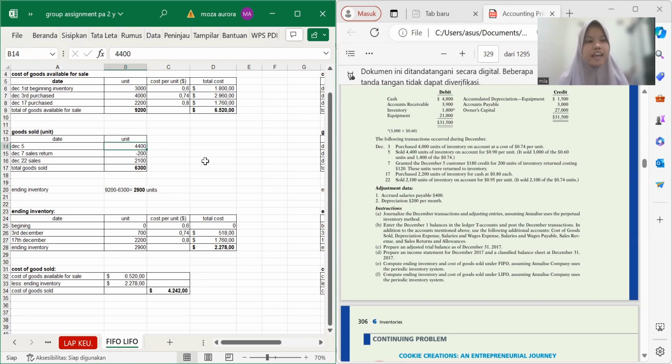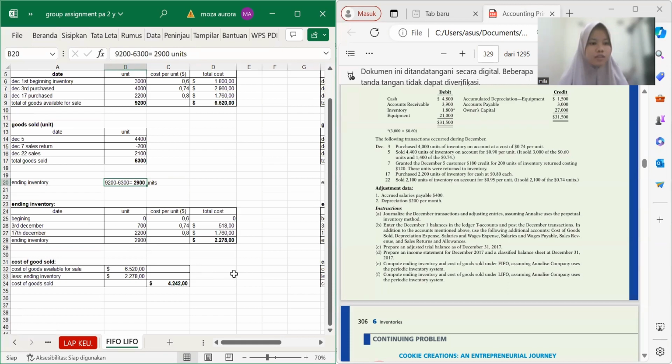So we search the goods sold per unit. On December 5, 4,400, and on December 7, the sales return is minus 200. On December 22, sales is 2,100, and we get the total goods sold is 6,300. So the ending inventory is the cost of goods available for sale minus goods sold. So 9,200 minus 6,300, we get 2,900 units. That is the ending inventory from the FIFO method.